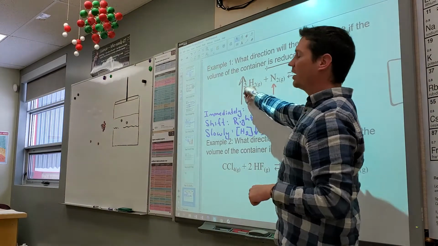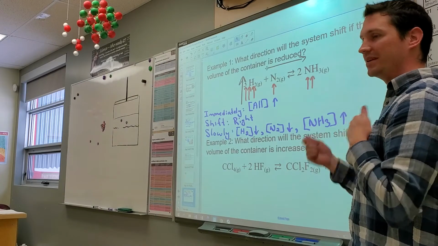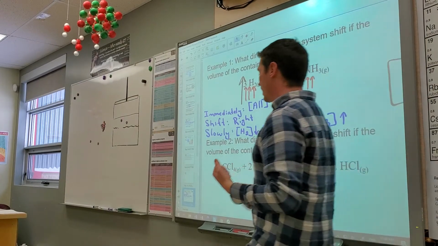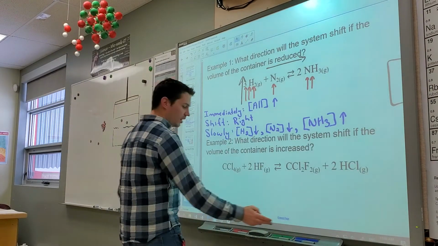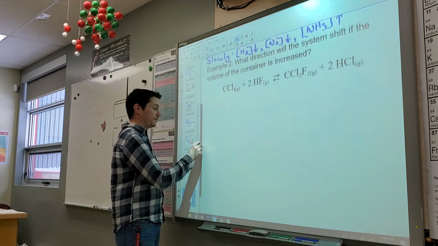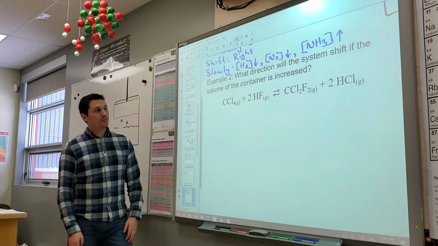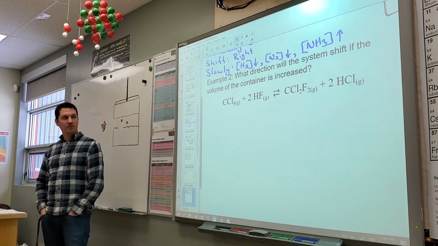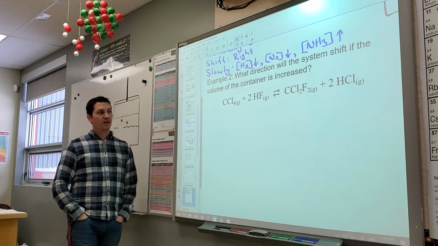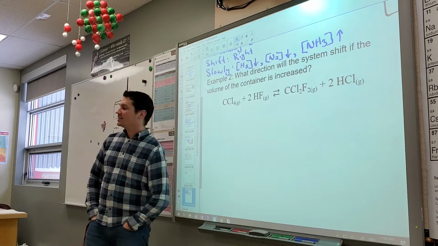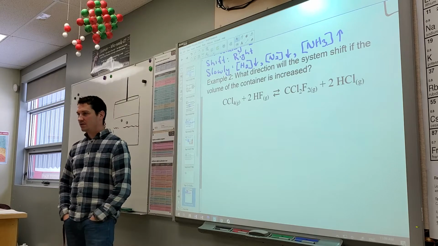But this is a trick. This is a way of always doing the same thing and always getting the correct answer. Let's do this one together. Example number 2: what direction will the system shift if the volume of the container is increased?